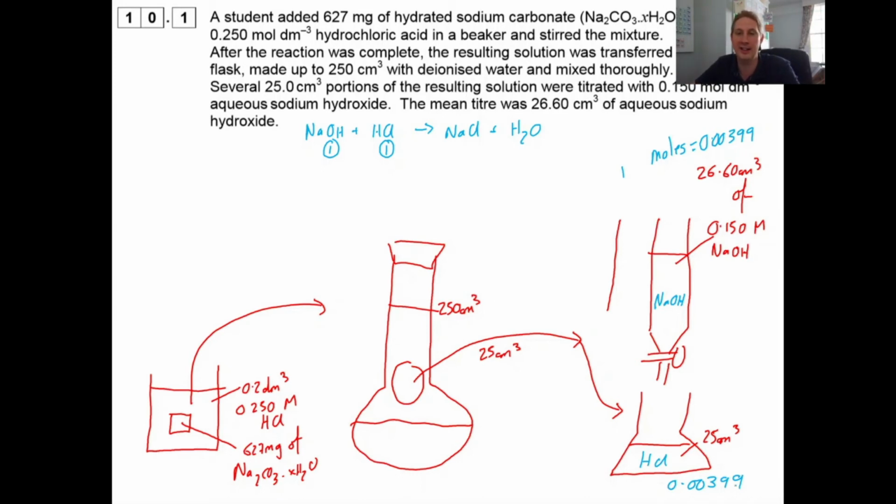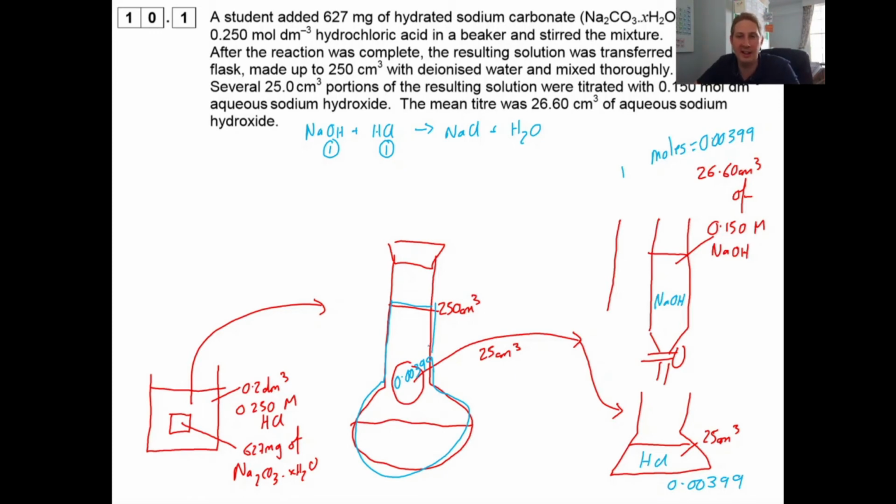Right. At this point, you could have gone and done what you did at GCSE and worked out the concentration of that hydrochloric acid, but that's not what we're going to do here. And this is why actually the table method starts to fall down. What we know is that this 25 centimeters cubed sample from the volumetric flask contains 0.00399 moles. So the question we've got to ask ourselves is how many moles were there in that whole volumetric flask?